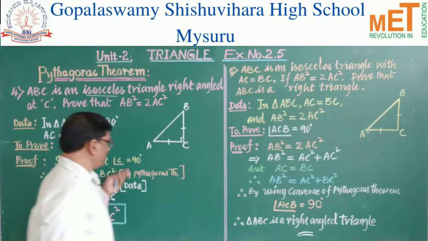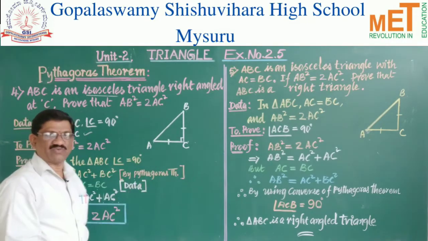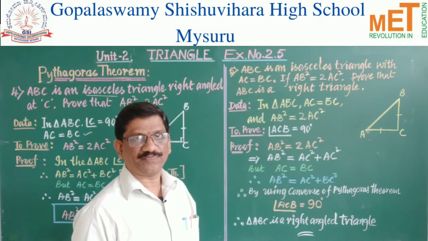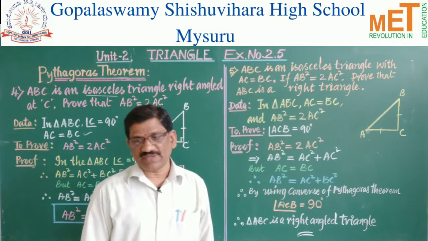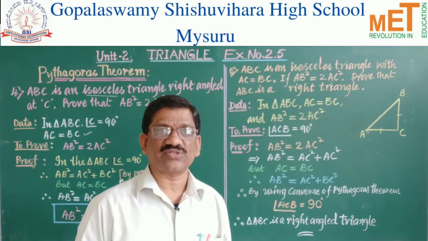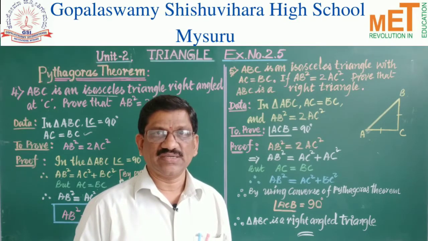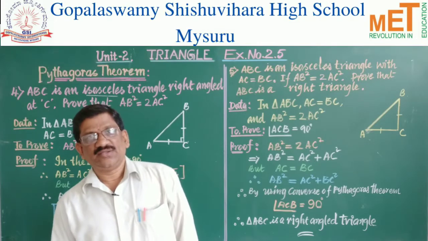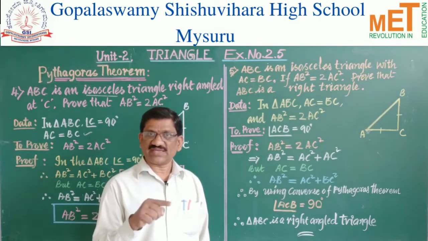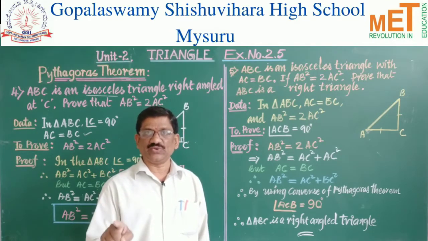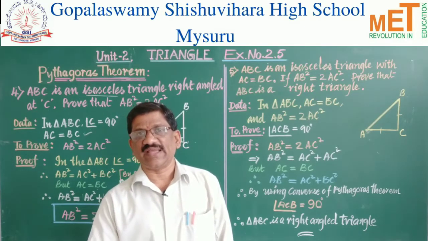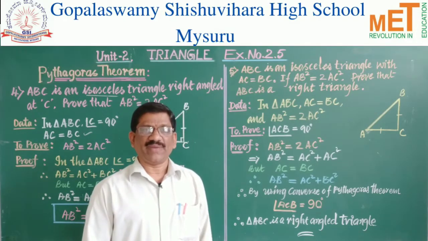So here what we have used is Pythagoras theorem, whereas in this we are going to use converse of Pythagoras theorem. What it says in the converse of Pythagoras theorem? If the square of one side is equal to sum of the squares of the other two sides, then the angle opposite to the first side is right angle. That is converse of Pythagoras theorem.